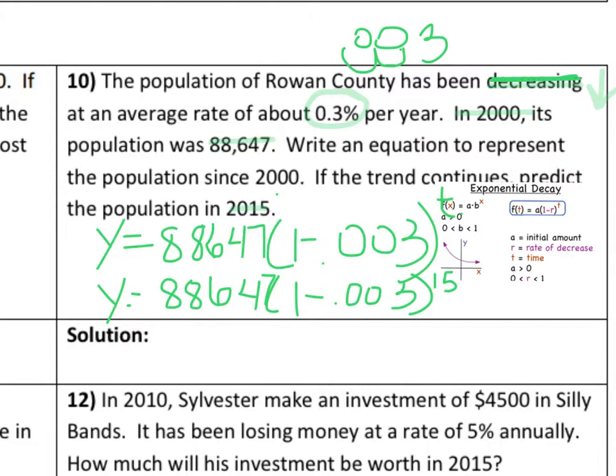And when you type all of that into your calculator, you get 84,740, and we can just round that to 58. And that was the population in 2015.